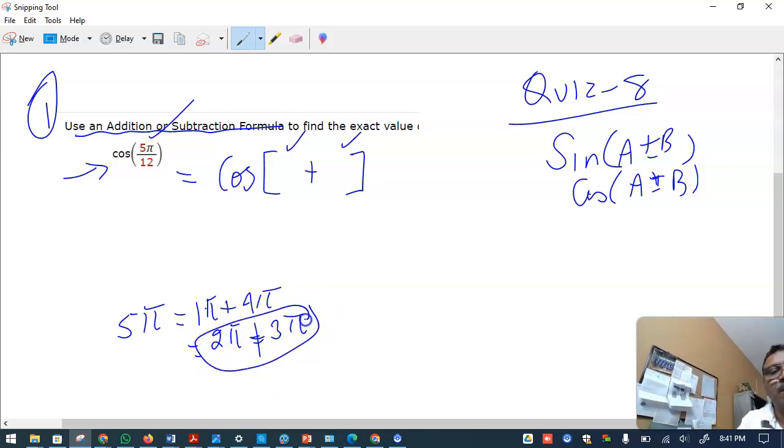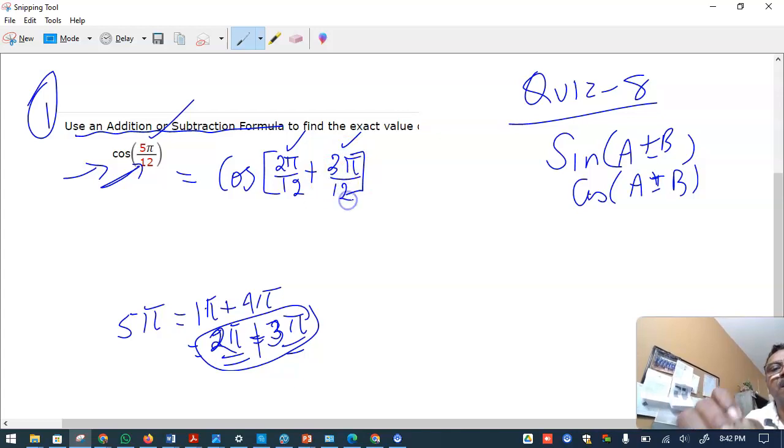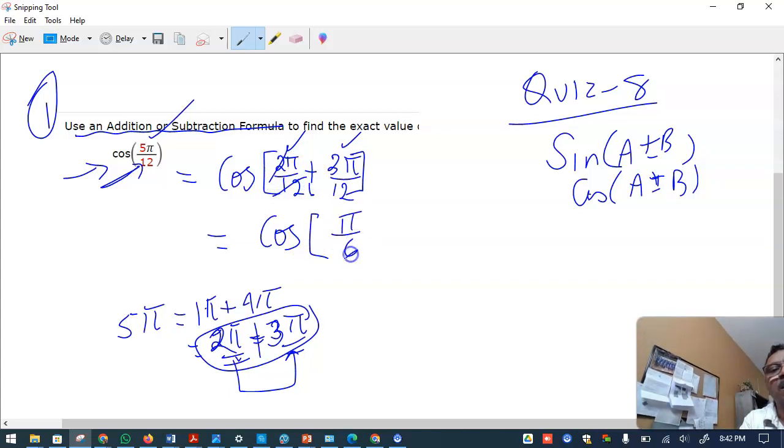I think the second is a better option, because 2 and 3 both divide 12. So we write this as 2 pi by 12 and 3 pi by 12. The reason for picking these two is that eventually we don't want the 12 to be there. So this reduces to cosine of 2 divides 12, 6 times, so pi by 6, and 3 divides 12, 4 times, so pi by 4.